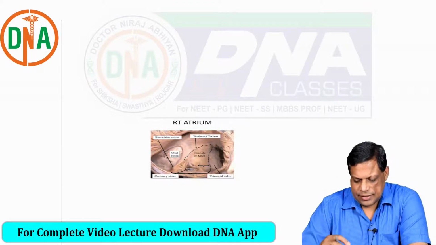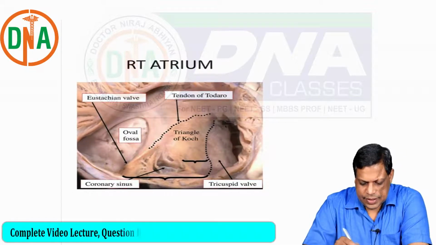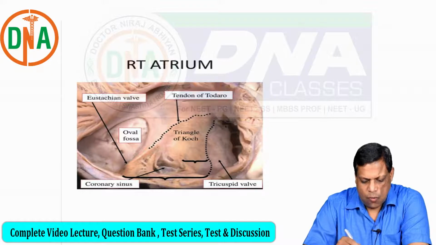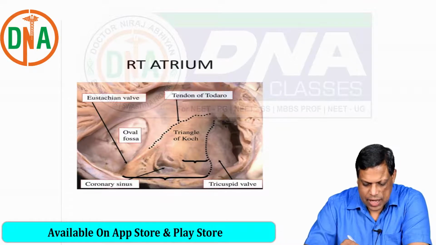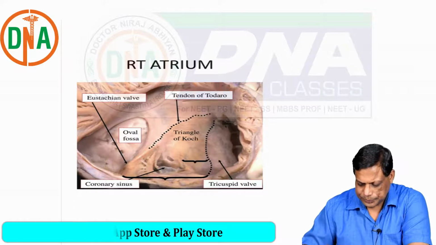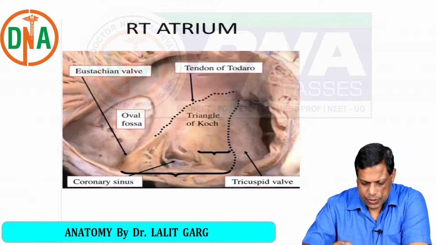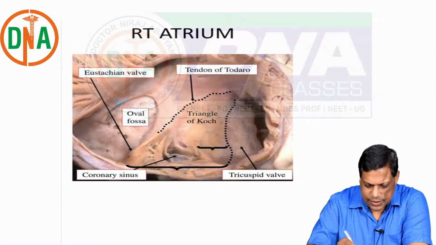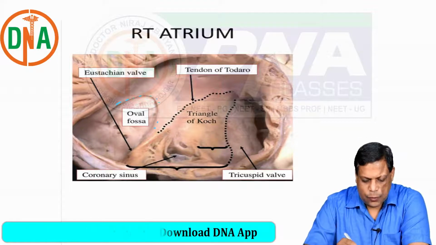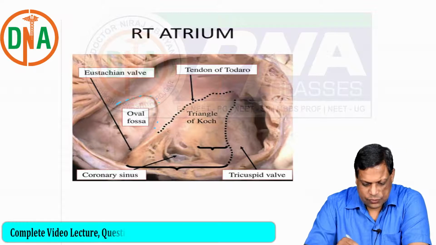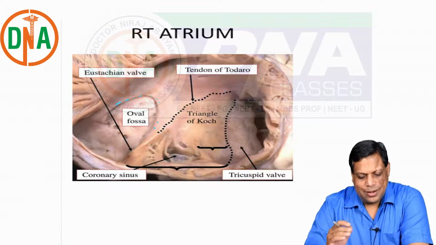So now see the interatrial septum in this image. This is the fossa ovalis or the oval fossa, and this is the margin. This margin is known as the annulus ovalis, or limbus fossa ovalis. The fossa ovalis is formed by the septum primum, and the limbus fossa ovalis is formed by the septum secundum. Both septa fuse to form the interatrial septum.